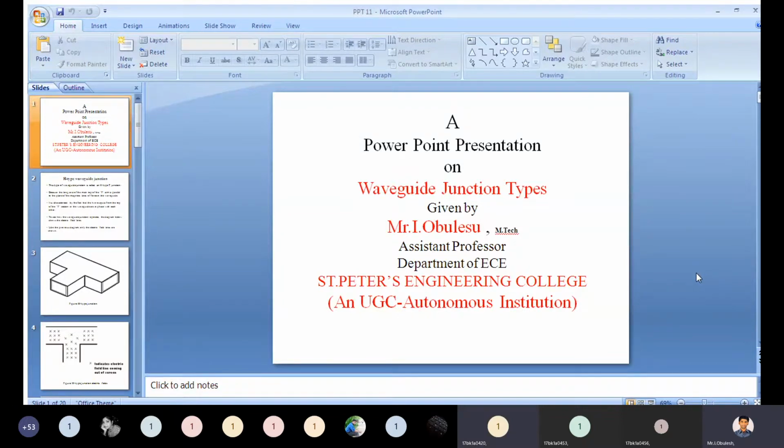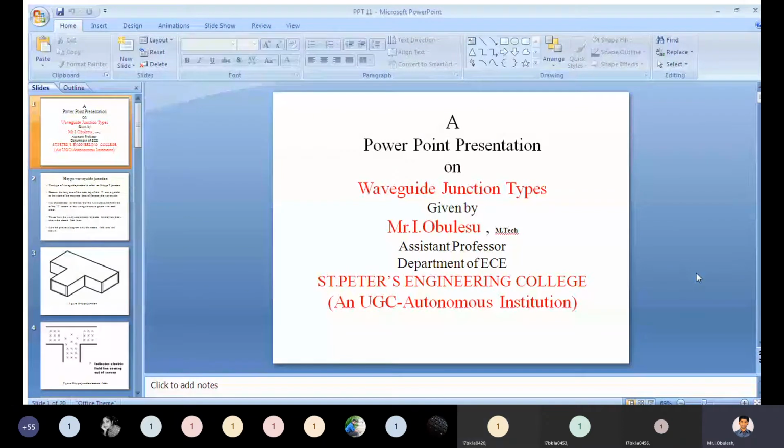The E type T junction: you just need to know brief information regarding it. The E type waveguide junction gains its name because the top of the T extends from the main waveguide in the same plane as the electric field in the waveguide.